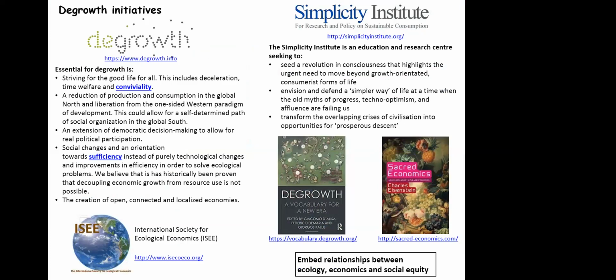And then some of the related movements to Transition Town is the degrowth initiatives. I won't go into this in detail, but they've also given birth to Simplicity Institute from Australia, and then the International Society for Ecological Economics. And then there's some amazing books about degrowth and sacred economics there.